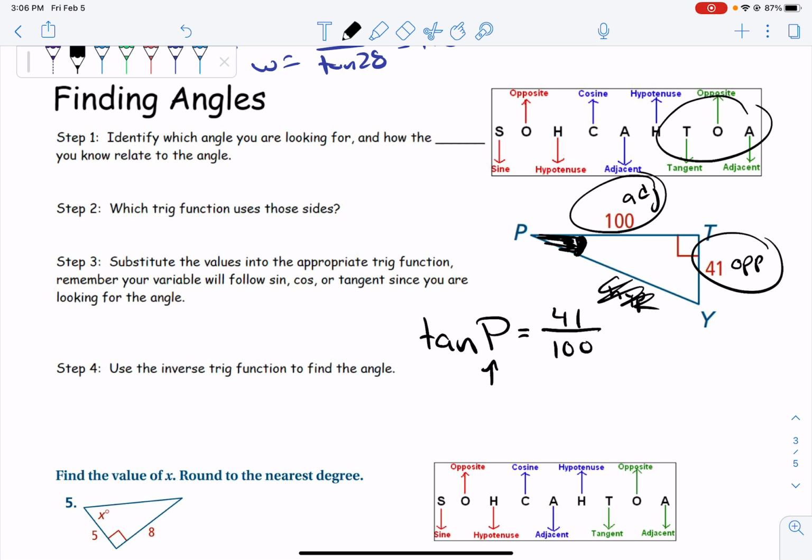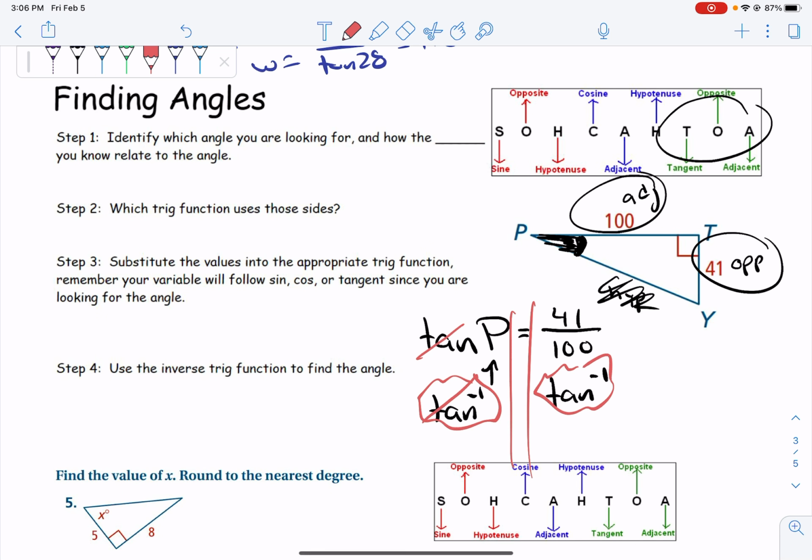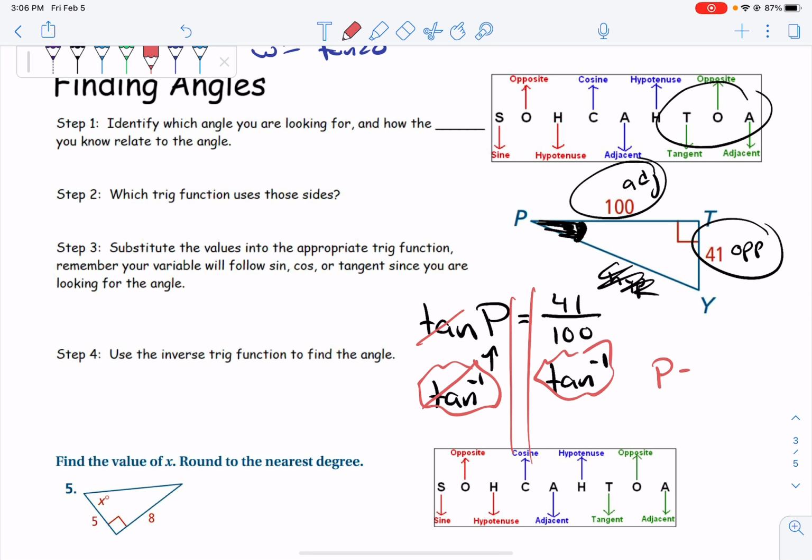The way that I get rid of the tangent is by doing the opposite of tangent, and that is called tangent inverse. And it looks like this, tangent to the -1. It's just like my railroad tracks. To get rid of tangent, I'm going to take tangent -1 of both sides. What that looks like mathematically, the tangent and the inverse tangent cancel out, so I'm left with P is equal to the right-hand side. I took the tangent inverse of 41 over 100. I took the tangent inverse, not the tangent of 41 over 100, the tangent inverse of 41 over 100.